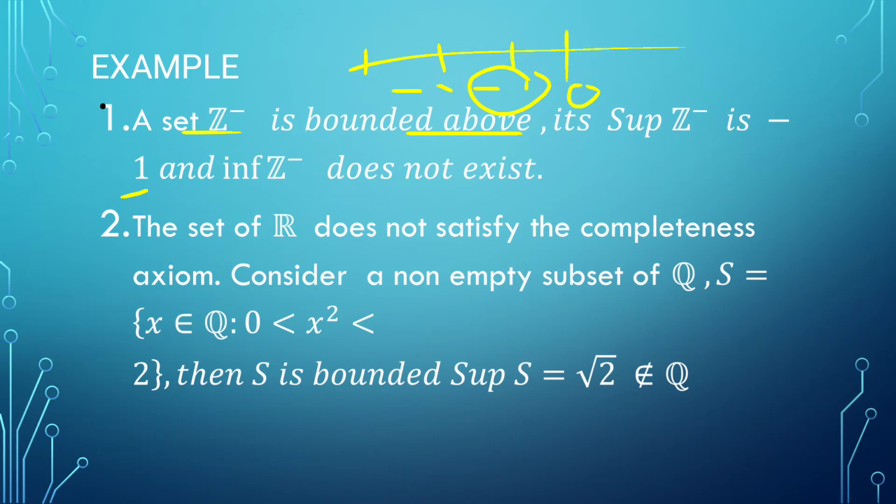Then the set R, if you take the whole set of real numbers, you find that it does not satisfy the completeness axioms. Why? Because it's neither bounded above nor bounded below. Let's consider another example, number 3. We consider a set of rational numbers, which is defined as this. You find that this one is bounded with supremum of S being √2, but √2 is not a rational number. Remember, it's not a rational number, as we saw in our previous tutorial.